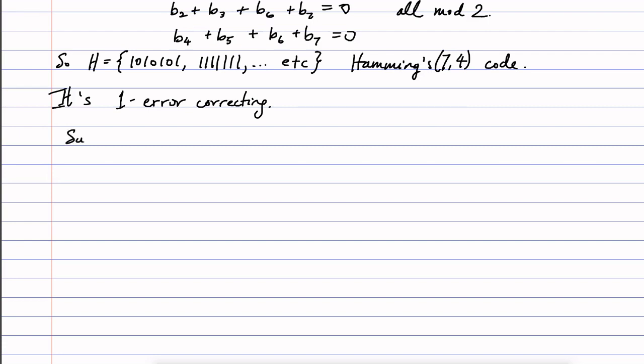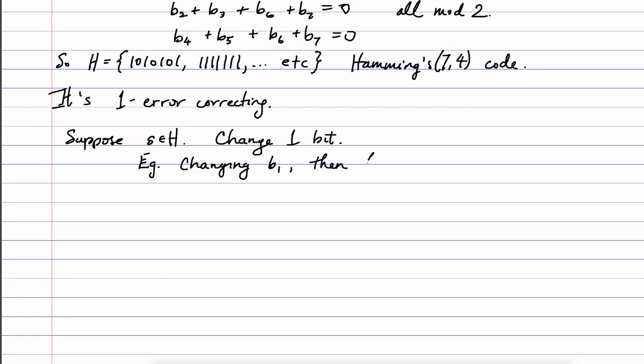What we'll do is suppose that S is an element of H. So it's a solution to the system of equations up there. Now let's change 1 bit in S. After that change, these equations are no longer satisfied by the new bits. So, for example, if you change B1, it appears only once in the first equation. The first equation fails.